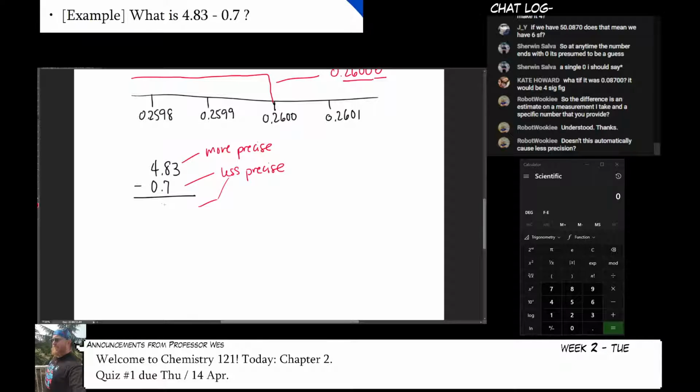So I'm going to do the algebra. I'm going to subtract. So 3 minus 0 is 3. 8 minus 7 is 1. 4 minus 0 is 4. Then we're going to look at each position. Is there a question mark in this spot? There is. We don't get to use this number. Is there a question mark in this spot? There is not. I round to that spot. And that's the answer I report.